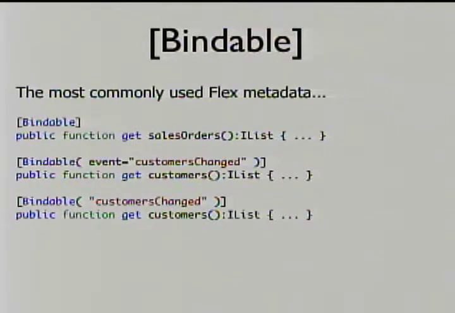There's one where you've specified the event, and this is basically saying whenever a customer's change event has been dispatched, you'll know that the list of customers has changed, so you should update that on your view. And the last example actually does the exact same thing as the one above it. It's just showing that with metadata, for example with bindable, event is the default property, so you don't always have to specify event equals, things like that.